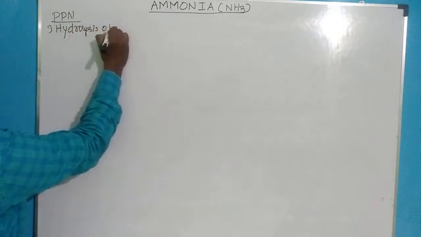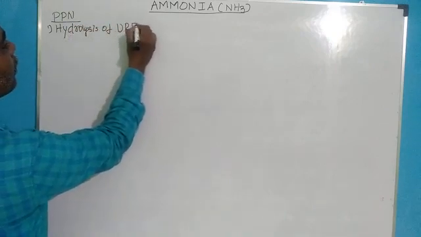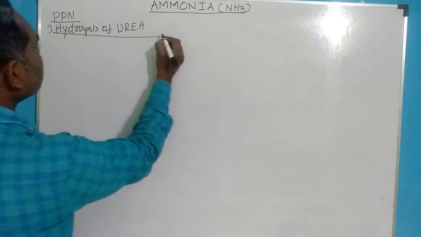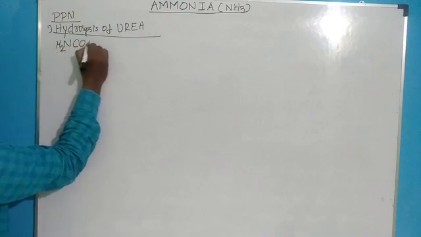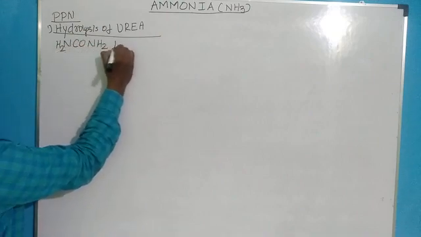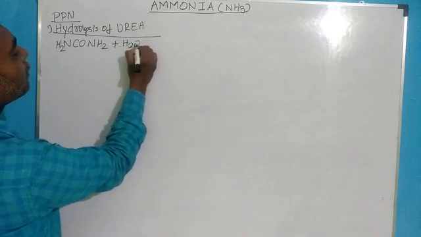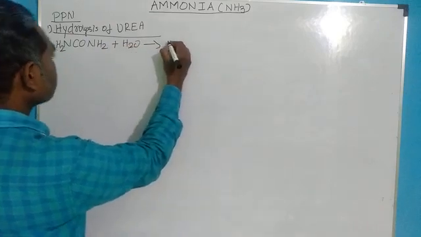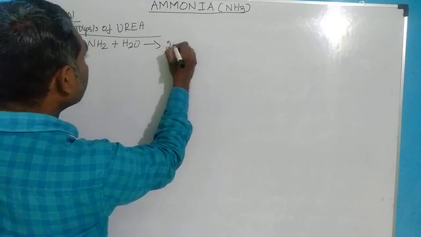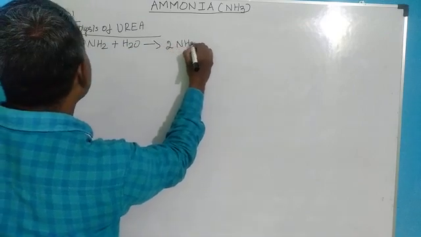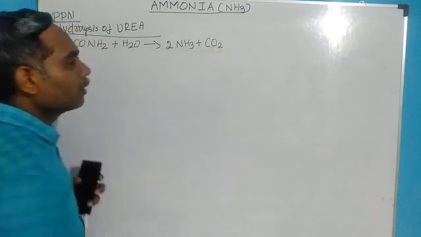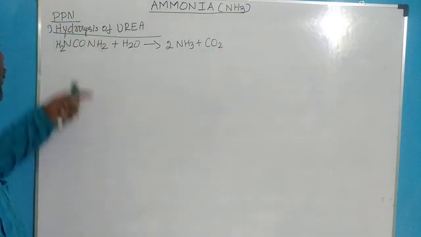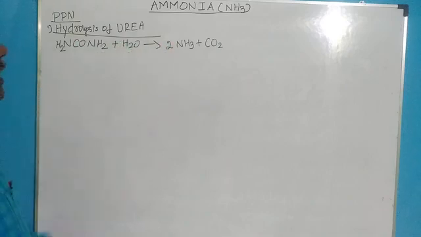Hydrolysis of urea. Urea hydrolysis is NH2 CO NH2 plus water, we get 2 NH3 plus CO2. So the first method of preparation: when urea is hydrolyzed, we get ammonia and carbon dioxide.